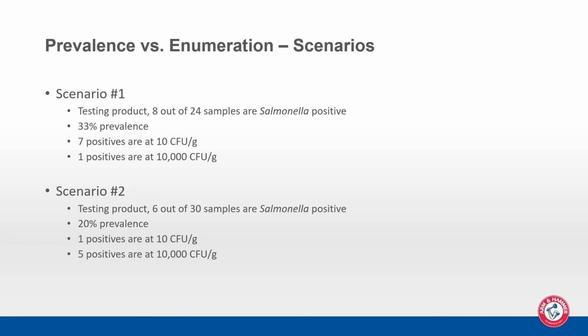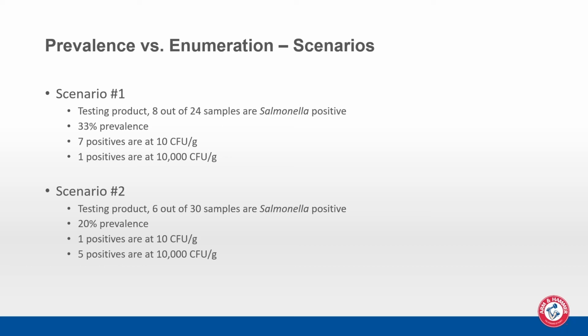Here's a couple scenarios to think about when we're talking about prevalence and enumeration. Scenario 1, let's say we're going out and testing product and 8 out of 24 samples are Salmonella positive. That's a 33% prevalence. But if we dive into it with enumeration, 7 of those positives are just at 1 log, 10 CFUs per gram. But 1 of those positives is at that 4 log level. Are we really concerned? Are we less concerned? What does that mean? Do we need to put in interventions? Or does this say, hey, our interventions are working because chances are we have interventions that are reducing it by 3 logs down to that 1 log. So is everything kosher and we're doing okay?